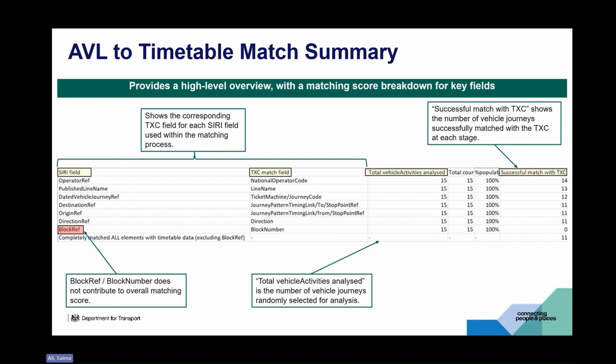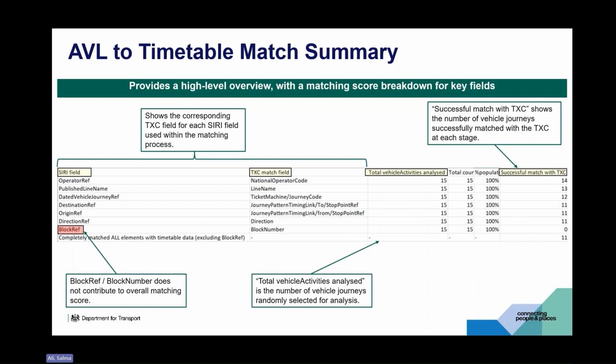In the case of trying to match operator ref to national operator code, we were successful 14 out of 15 times. And obviously the same for published line name against line name, dated vehicle journey ref against ticket machine journey code, etc., and that gets calculated to give you an overall matching score for the week. So these fields show the corresponding TransXChange field for each SIRI field I've mentioned.